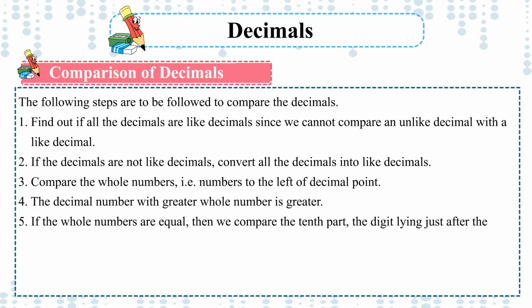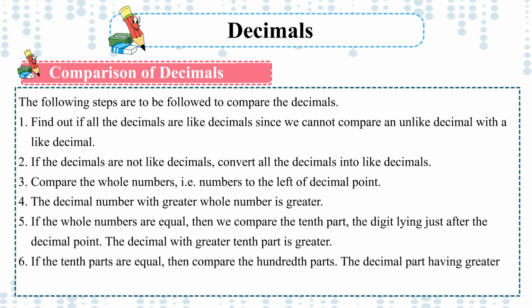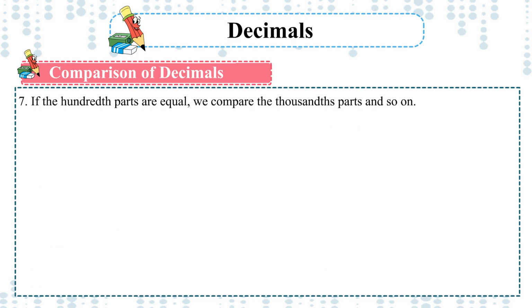5. If the whole numbers are equal, then we compare the tenth part, the digit lying just after the decimal point. The decimal with the greater tenth part is greater. 6. If the tenth parts are equal, then compare the hundredth parts. The decimal having the greater hundredth part is greater. 7. If the hundredth parts are equal, we compare the thousandth parts and so on.